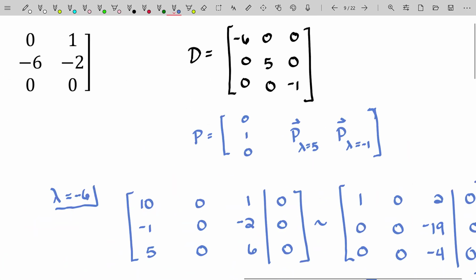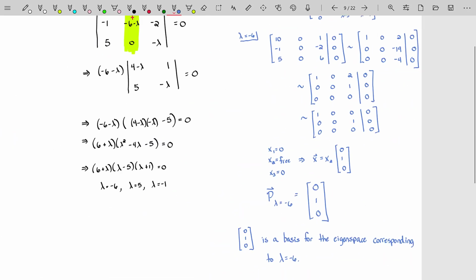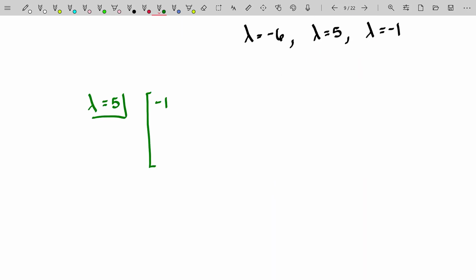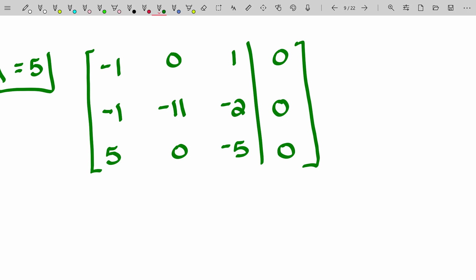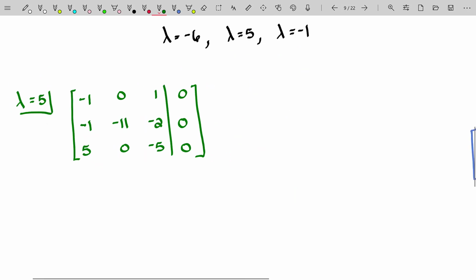I'm going to do the same thing for lambda equals 5. I'll use a different ink for that. Now, one thing I want to mention here, there's really no need for me to write this augmentation column right here. So if you do not, that's perfectly fine. You're actually still solving the related homogeneous equation. It's just that you know that augmentation column is always 0, but I'm going to continually write it. Again, not a necessity for you, but I'm going to do it.